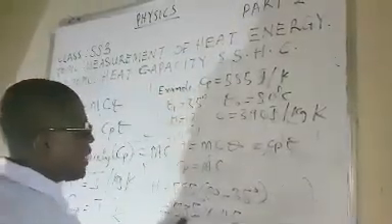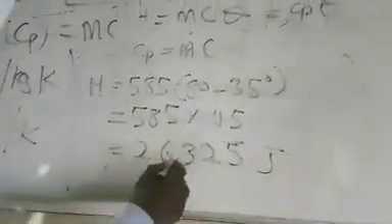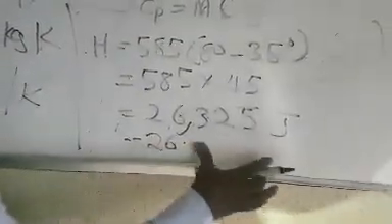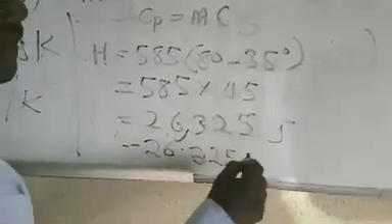On my calculator, 80 minus 35 should be 45. Then 585 times 45 will give us 26,325 joule. Or you can take it to kilojoule, that will be 26.325 kilojoule. So let's go through this again.